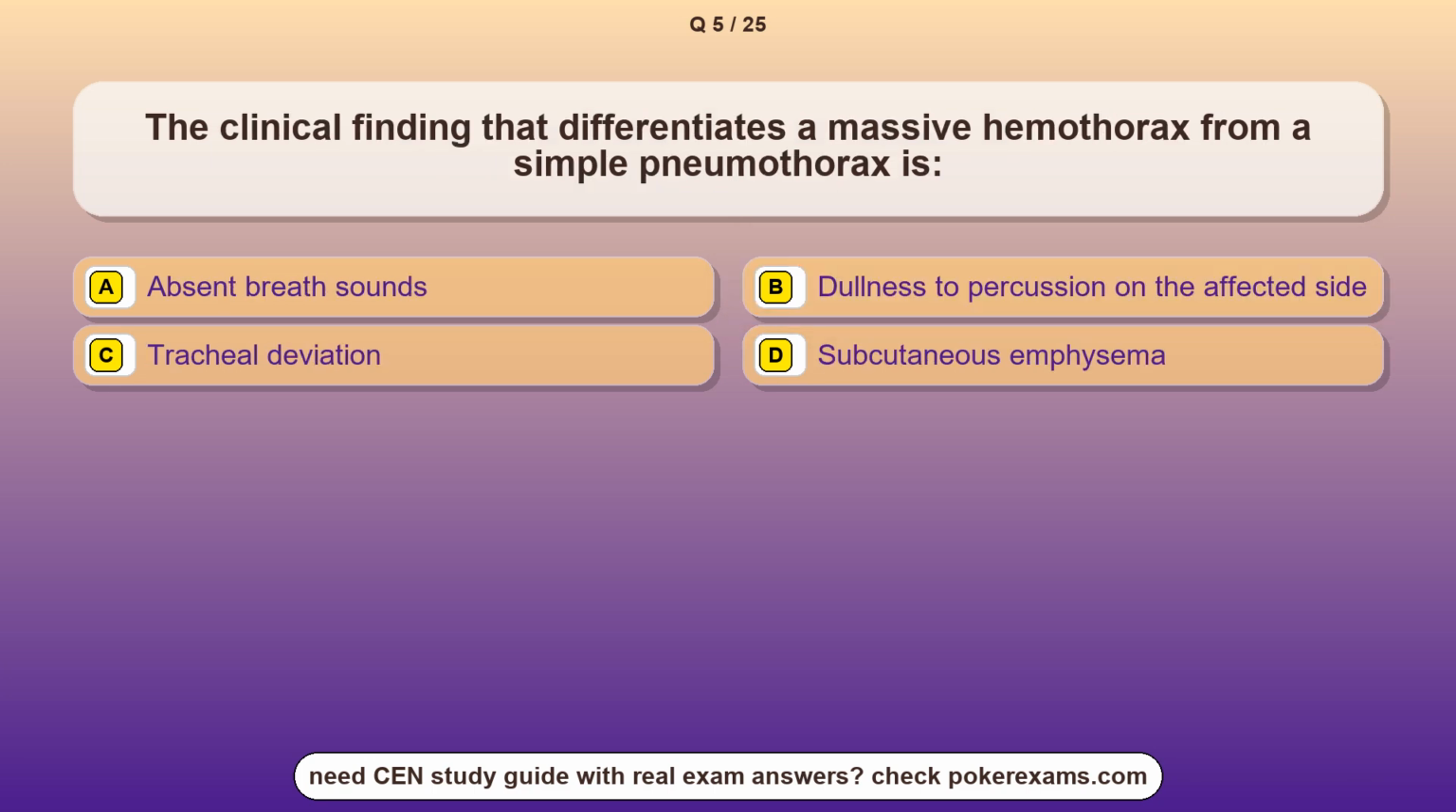Question 5. The clinical finding that differentiates a massive hemothorax from a simple pneumothorax is option A. Absent breath sounds. Option B. Dullness to percussion on the affected side. Option C. Tracheal deviation. Option D. Subcutaneous emphysema.